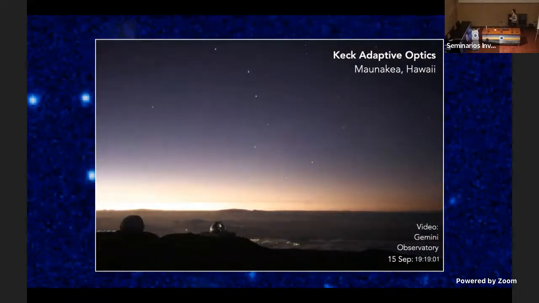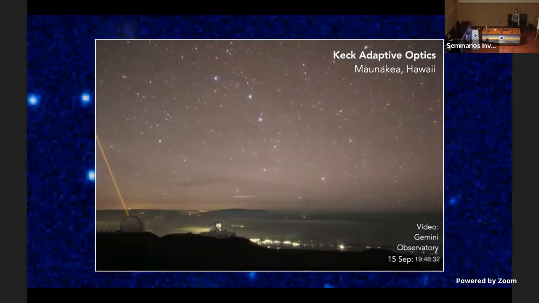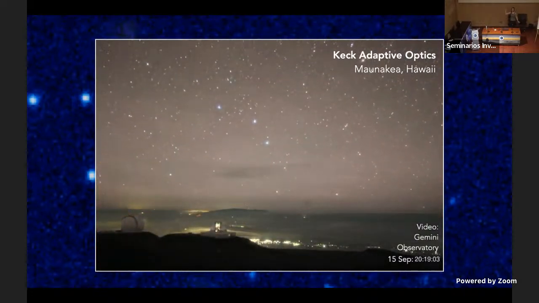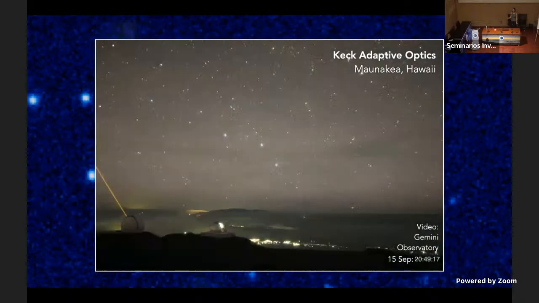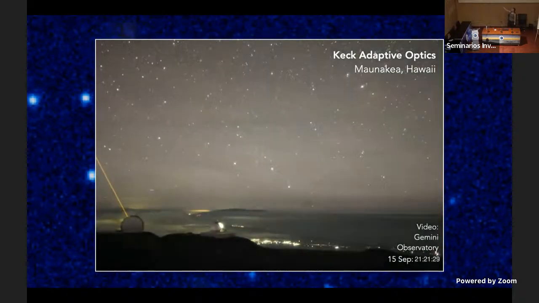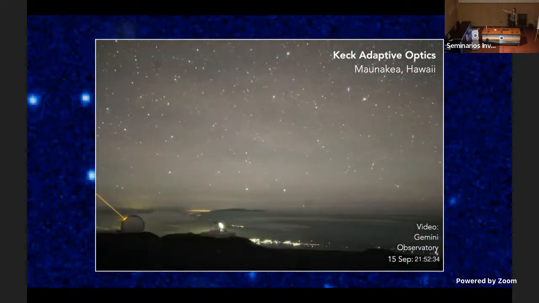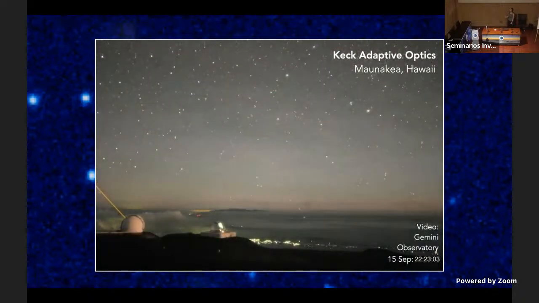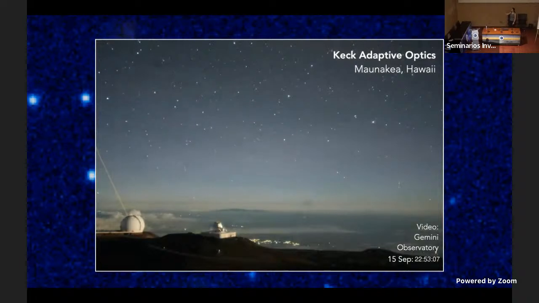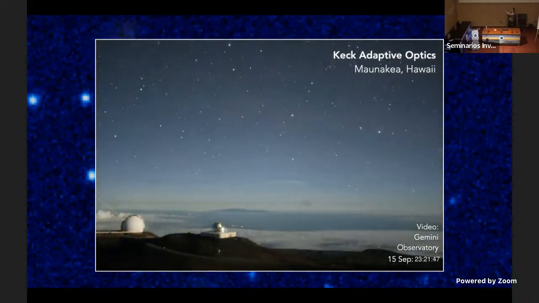But then we got observations from the Keck telescope on Hawaii. And here you see actual video of the night that the observations were taken. So this is the Keck telescope pointing a laser into the sky, observing supernova Zwicky. And the laser is to do adaptive optics.